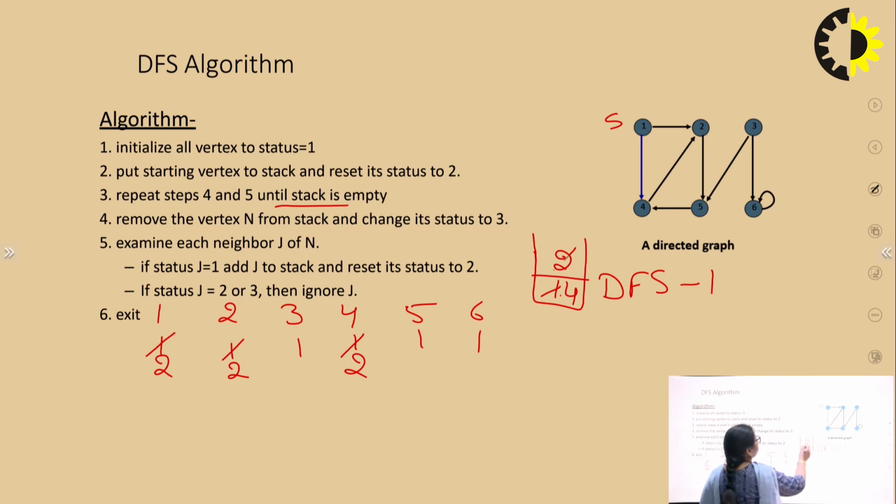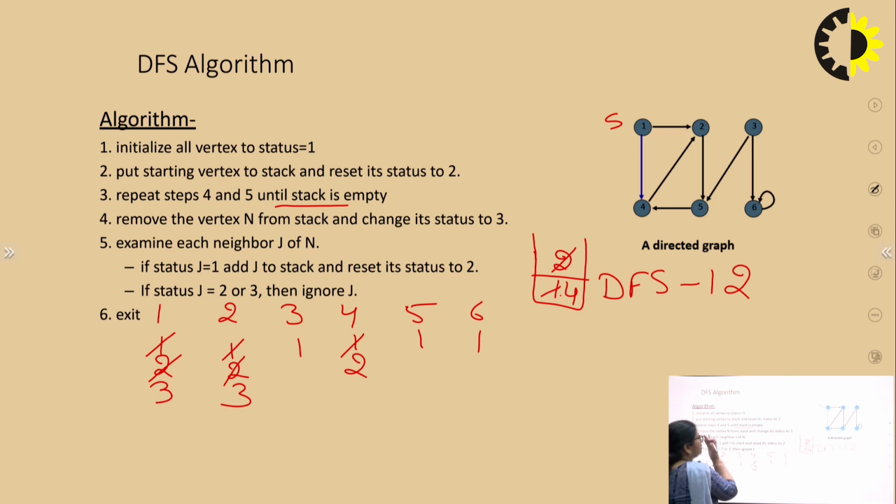What did we pop? 2. Processed. Now what will we do? Its status will be converted to 3. 1 has already been converted to 3. Okay, so the status of 2 is worked out. Now what are the neighbors of 2? 2's neighbor is 5. So it will be pushed onto the stack.